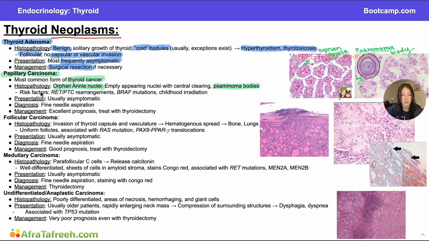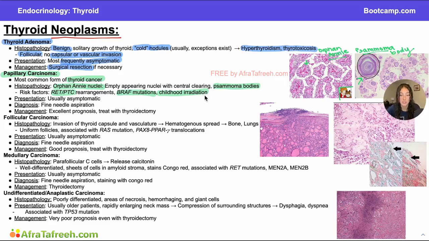Risk factors for papillary carcinoma, there's certainly some genetic risk factors. So RET and PTC rearrangements, those genes can certainly increase your risk for papillary carcinoma, as well as BRAF mutations. Childhood irradiation can also increase risk for papillary carcinoma, especially if the child received radiation to the neck for some other type of cancer or to the head for some other type of cancer and got some of those rays kind of going through the neck.